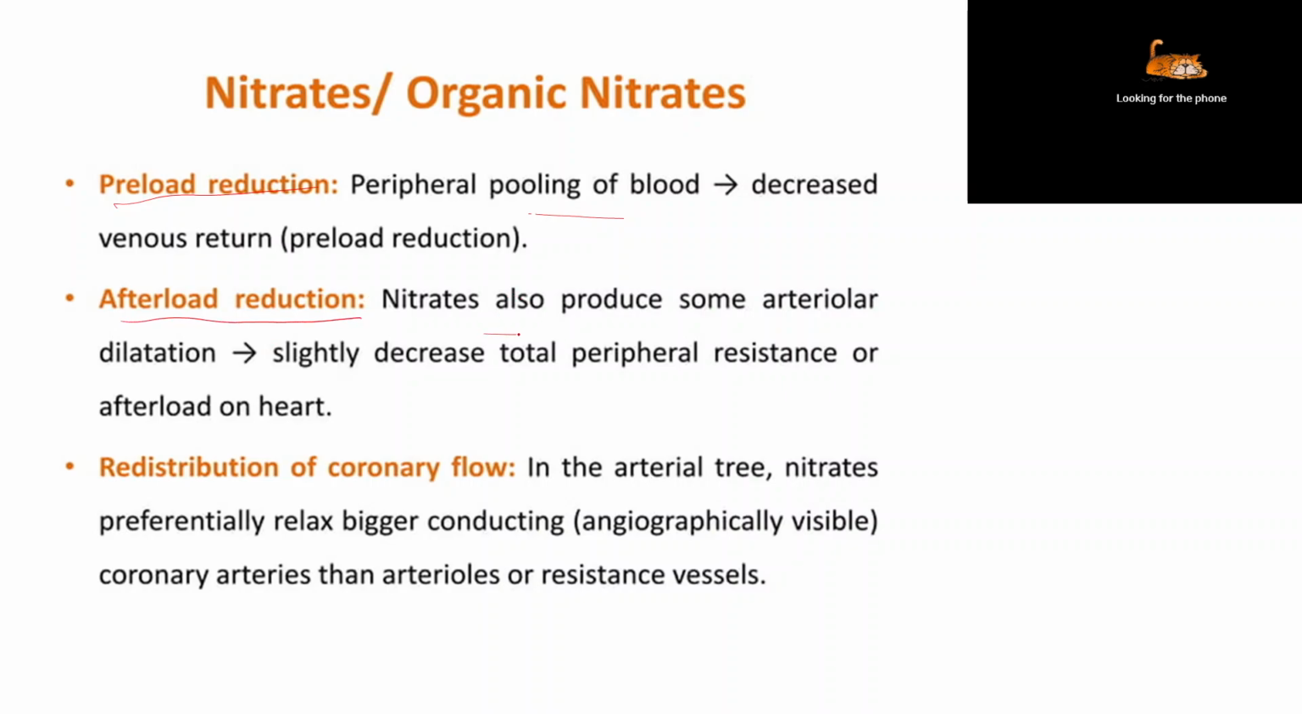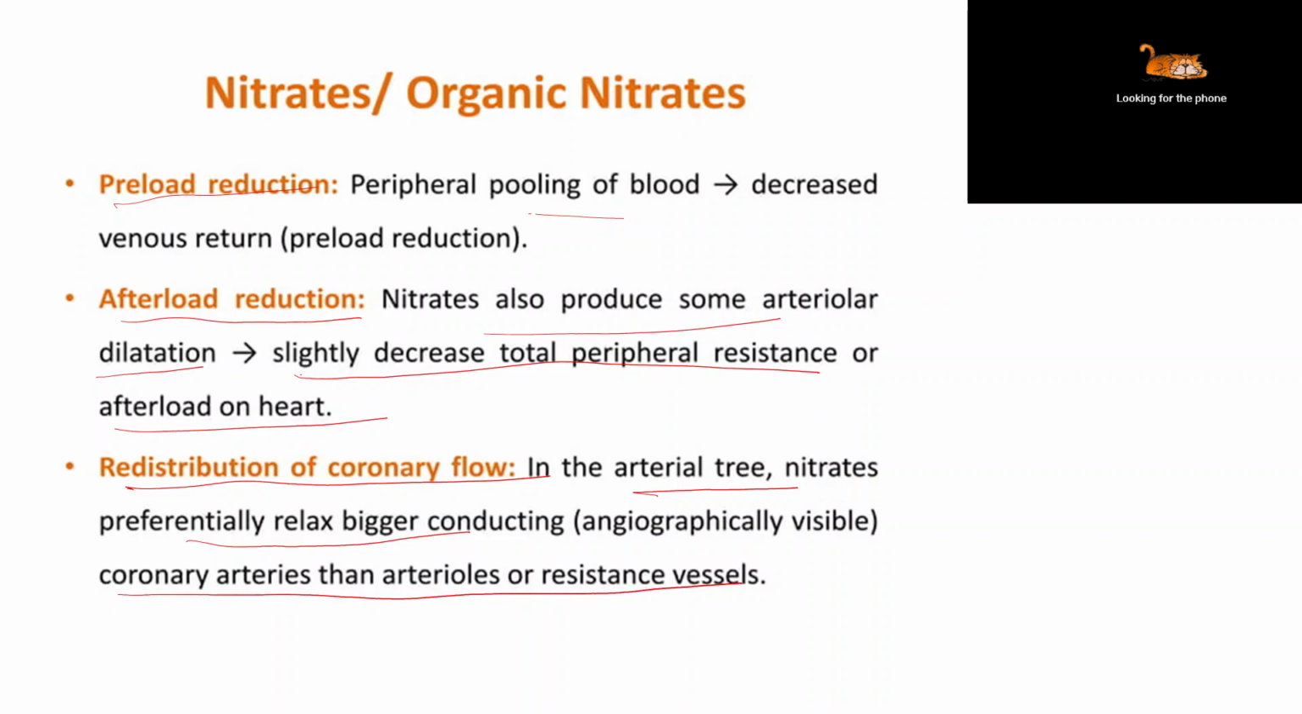Nitrates also produce some arterial dilation, so our arteries are dilated. The pressure inside the arteries decreases, and then our heart does not have to create extra force. So they slightly decrease the total peripheral resistance, or afterload, on the heart. Then there is redistribution of coronary flow. Nitrates mainly relax the coronary arteries, which become dilated and decrease the resistance. So this is about how the drugs work.